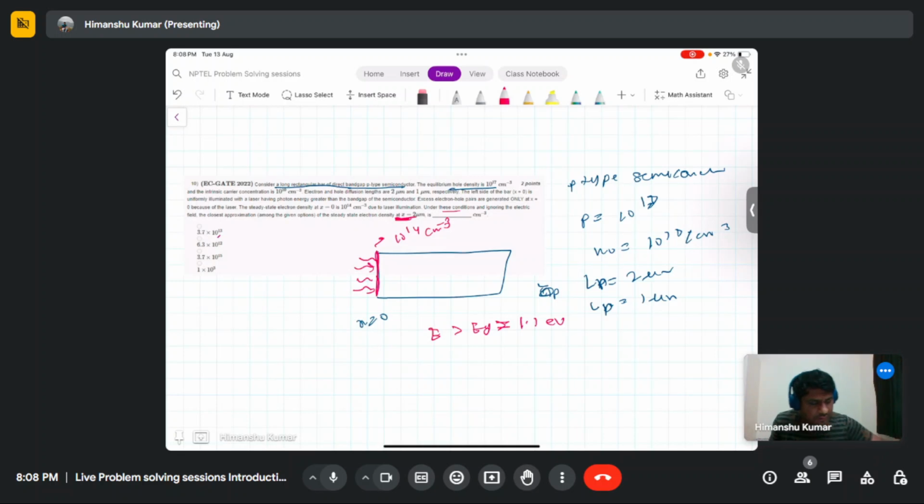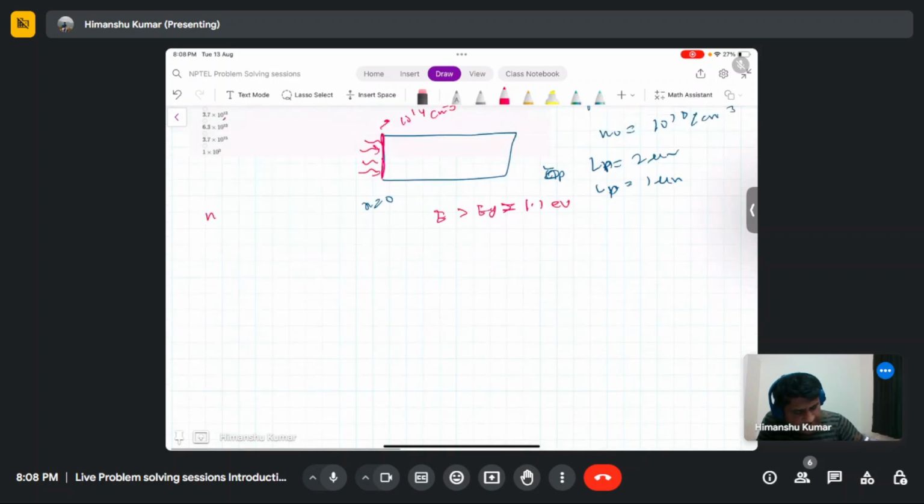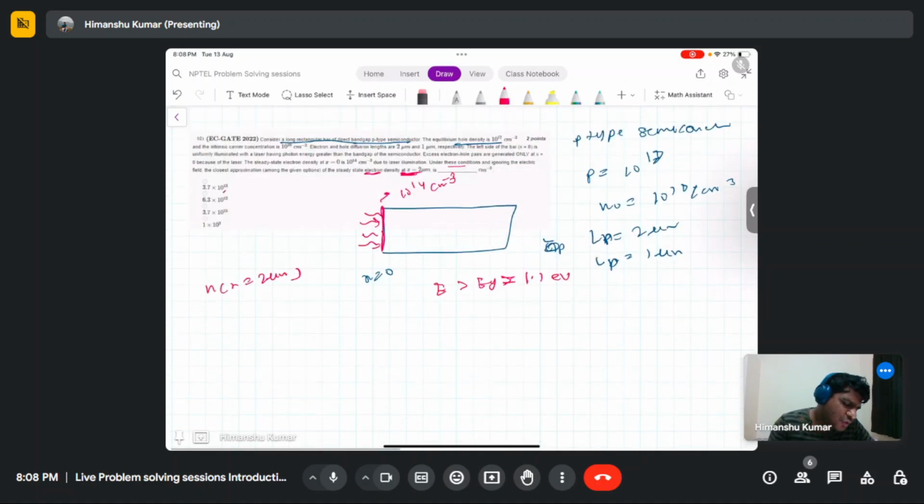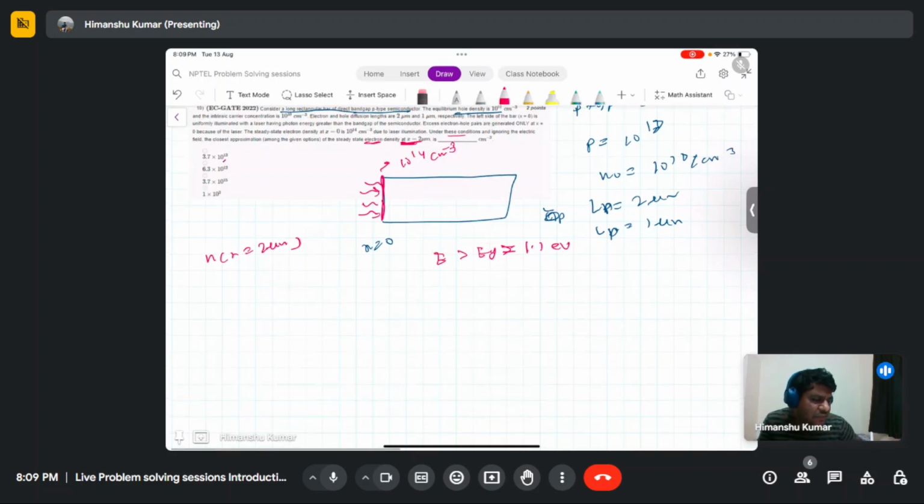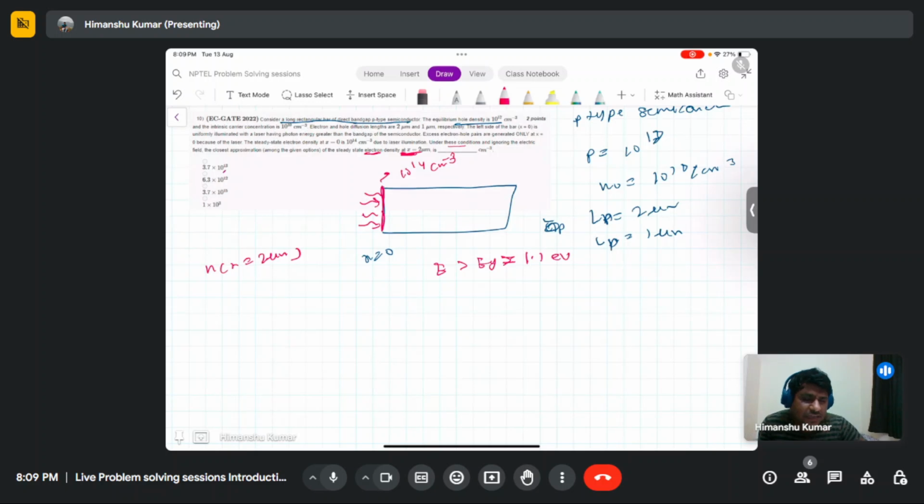Steady state electron density, not field density. So basically, we need to calculate the electron density n at x equals 2 micron. So let's calculate the inherent number of electrons in the semiconductor, say when you don't shine the light.